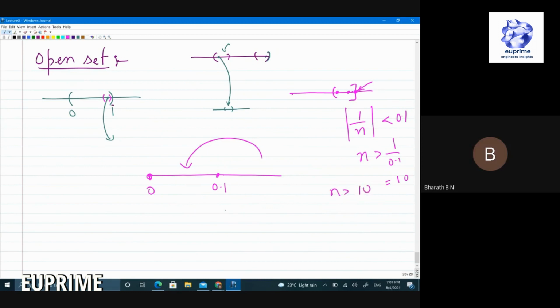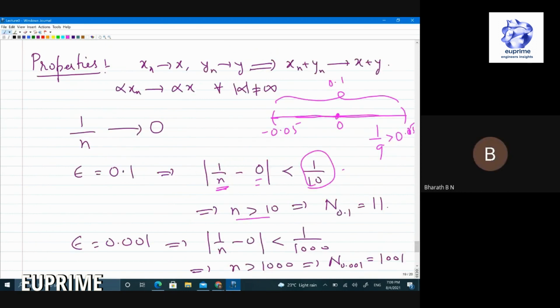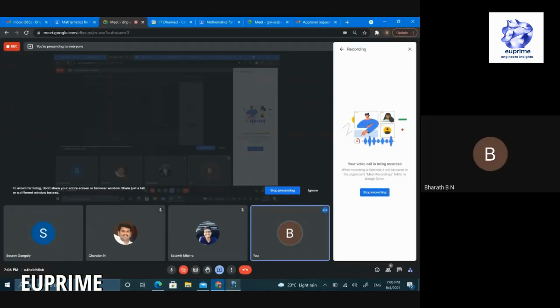If n equals 10, you will be here: 1 by 10 is 0.1. N equal to 11, you will be here. N equal to 12, you will be here, and so on, and it will go to 0. N equal to 9, you will be somewhere outside. So I'll correct the picture tomorrow. I cannot use this picture; minus 0.05 to 0.05 is not correct. Is this fine? Yes, sir. I got it. Any other questions?